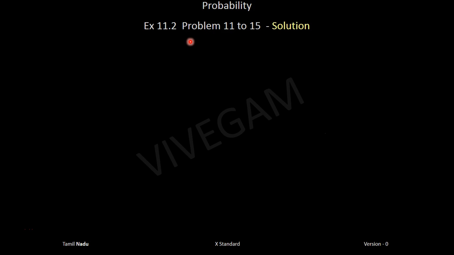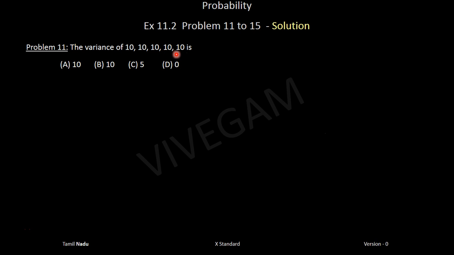Exercise 11.2, problem 11 to 15. Solution. The variance of 10, 10, 10, 10, 10 is, can you guess what it is? It is 0. Because see, all the data is 10.